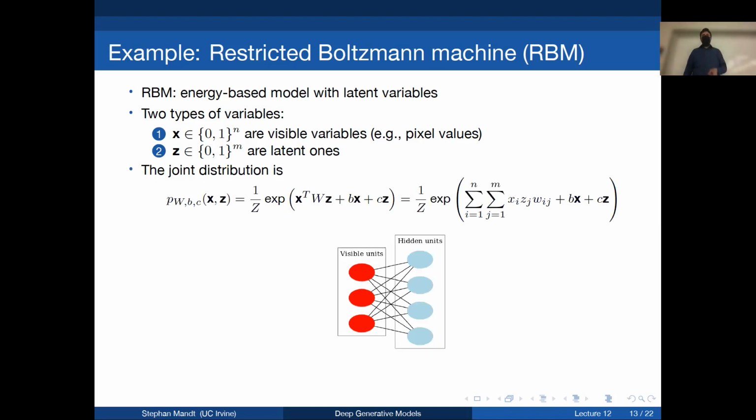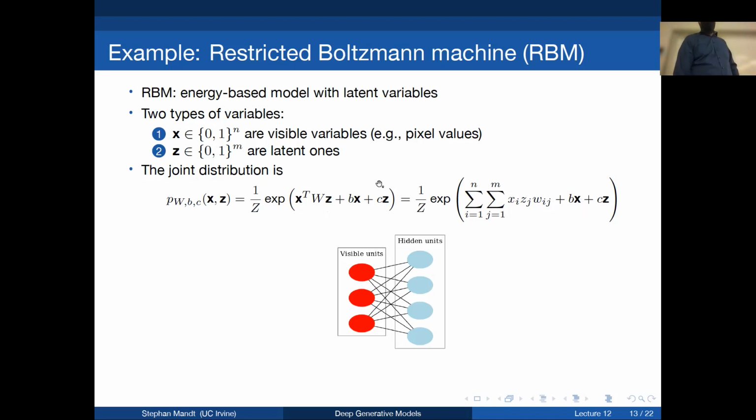Now, this restricted Boltzmann machine is expressed as follows. It's again an energy-based model, 1 over Z times the exponential of some energy. And the energy is as follows. It's the matrix product of the data vector X transposed, then a matrix of learnable parameters W, and another vector of these latent variables Z, right? Plus a bias term for X and plus a bias term for Z. So here it's written out explicitly once more.